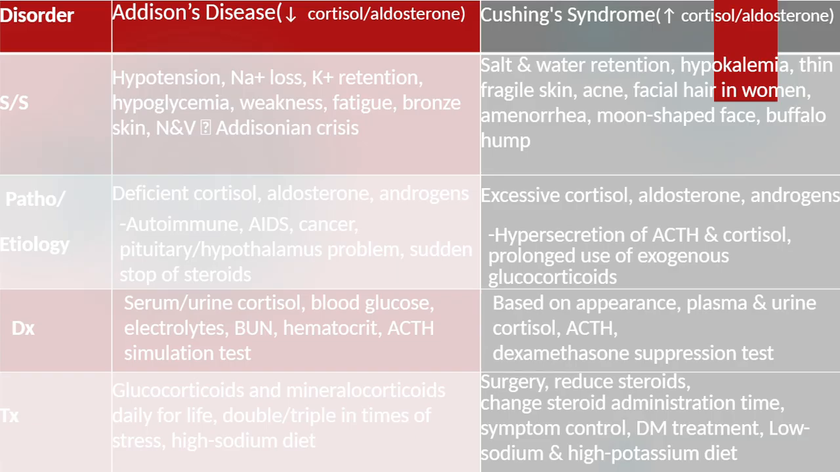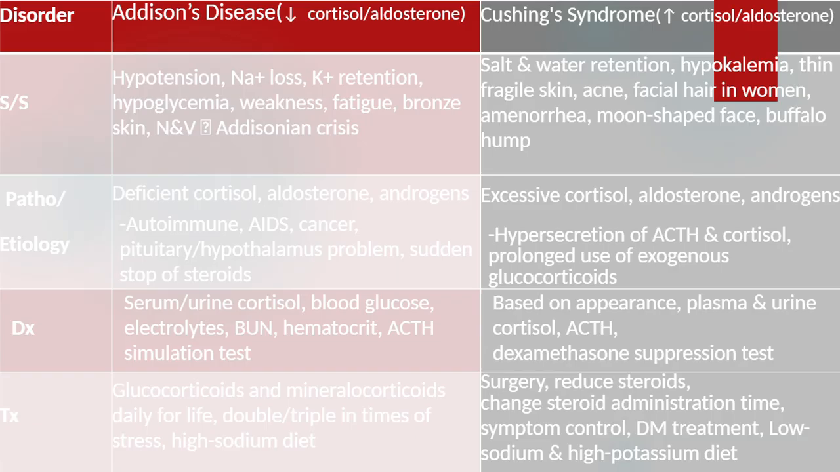One classic sign is hyperpigmentation, which appears as bronze or darkened patches on scars, the knuckles, elbows, and inside the mouth. This occurs because high ACTH levels stimulate melanin production. Women may notice decreased body hair or menstrual changes due to reduced androgen levels.